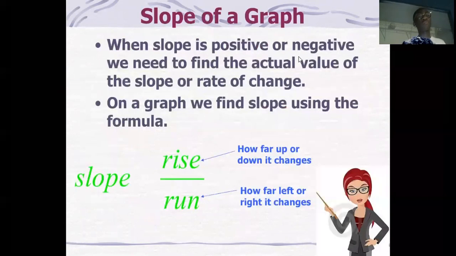Slope of a graph. When slope is positive or negative, we need to find the actual value of the slope, or rate of change. On a graph, we find slope using the formula rise over run. Let's write that down in your notes. Rise over run. Take this time to take notes if you need to. Please take notes because those will be needed and required of you.